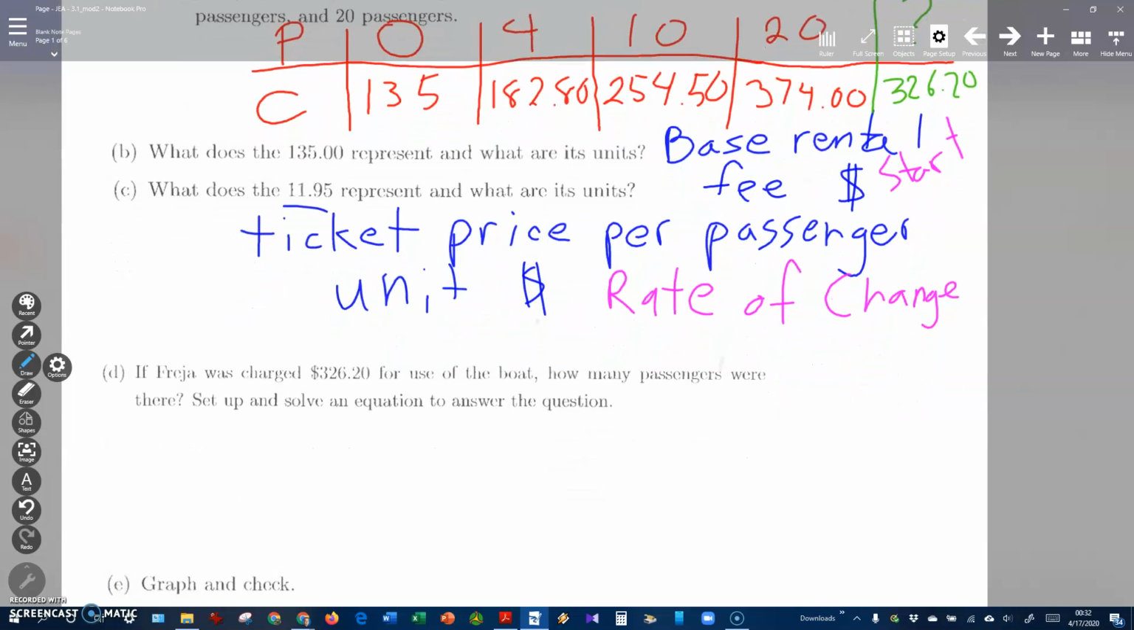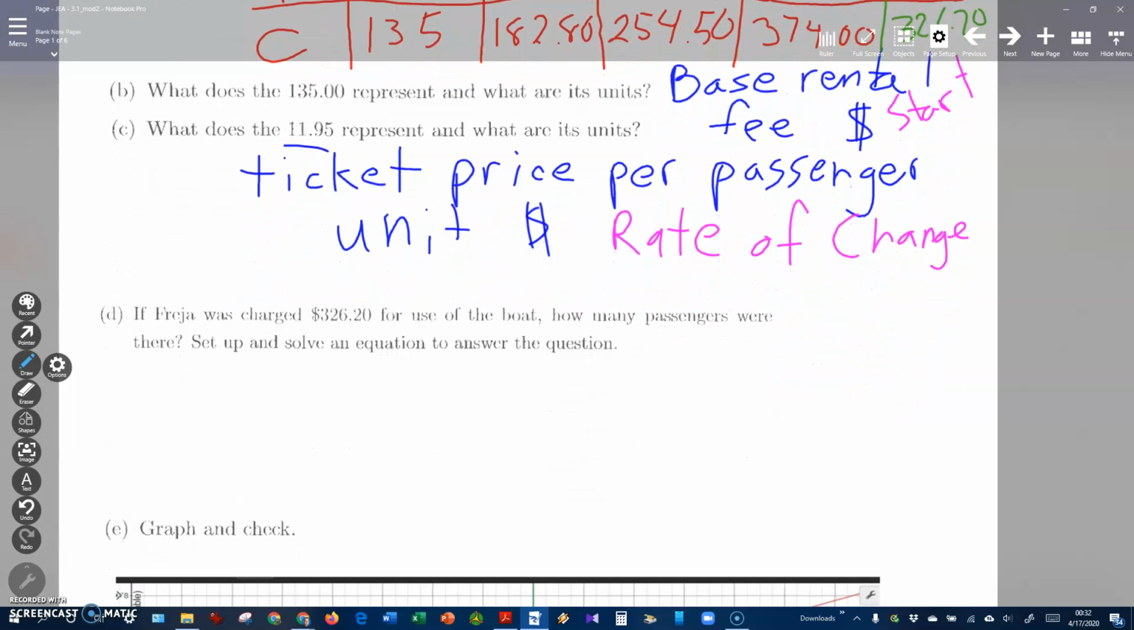Setting up an equation, we take that original equation, C equals 135 plus 11.95 times the number of passengers. In this case, we don't know the independent amount, but we do know the dependent amount. We know the dependent amount is $326.20, and we know we have to get that by using the same numbers.